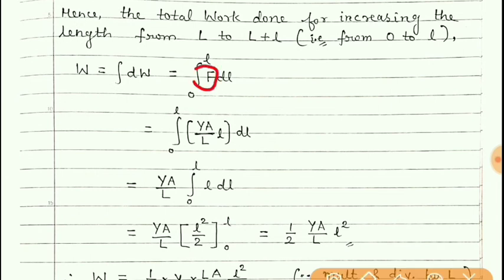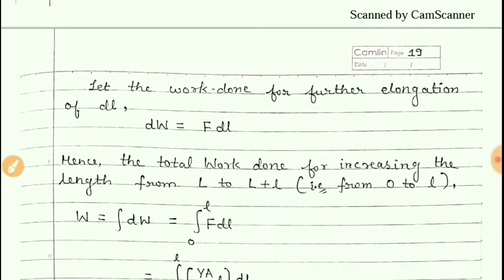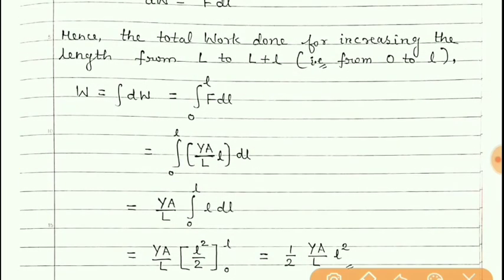But what is F? F is from equation number 1. So putting that F from equation number 1 and taking out these constants, as I said, these are constants, so they are taken out of the integration. So what remains in the integration? This: L and dL.